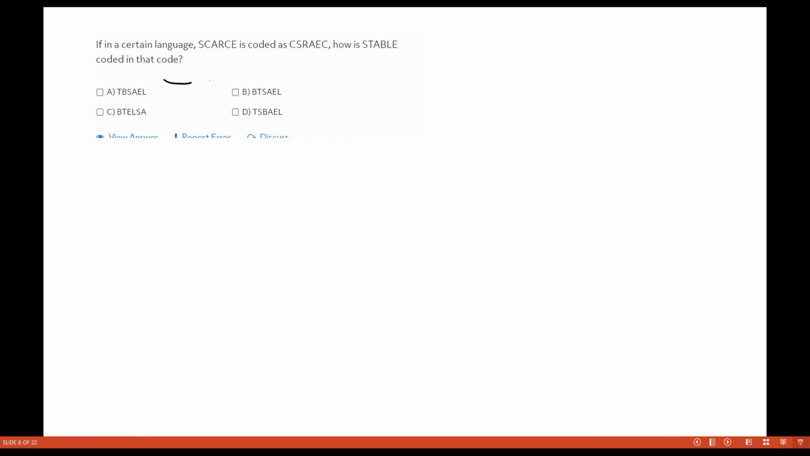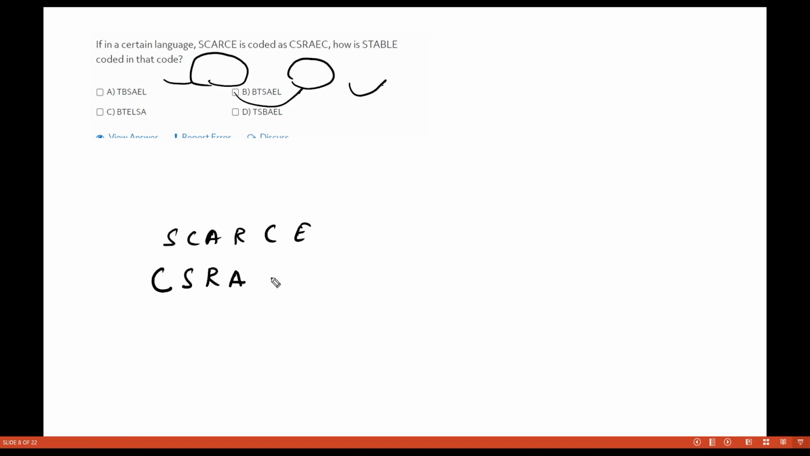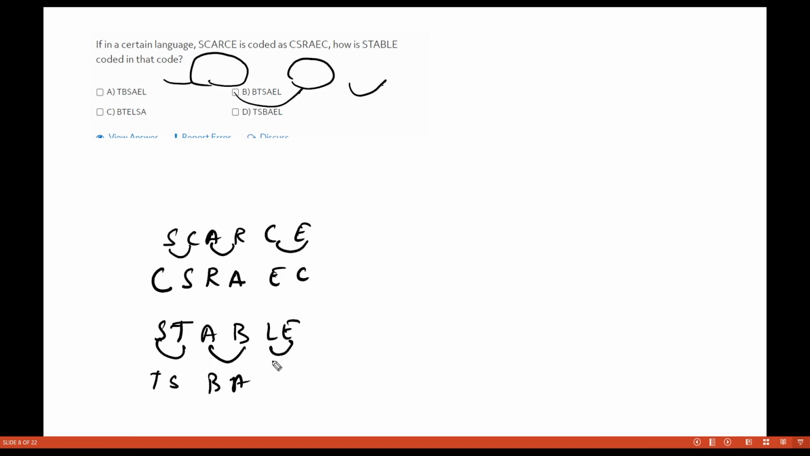It is saying in a certain language, scarce is coded as this. Okay, so it is the jumbling of this word. So, how is stable coded? Okay, so SCRCE. And what is this? CSRAEC. So, you know that these two words are flipped. Okay, these two words are flipped. So, let us flip the words in stable. This is TS, this is BA, and this is EL. Okay, so now you know TS, BA, EL is our answer.